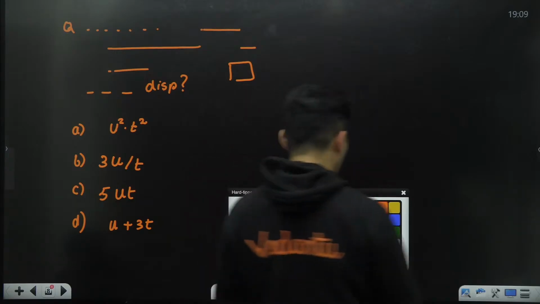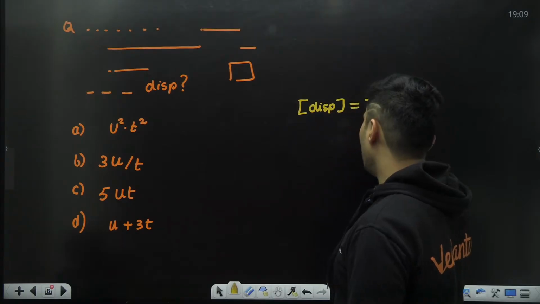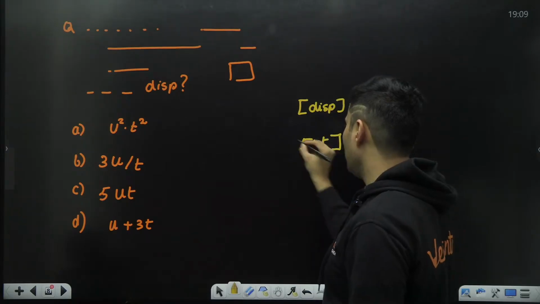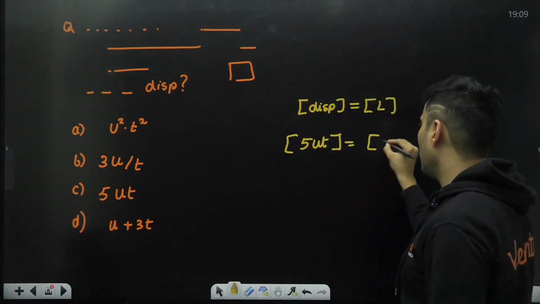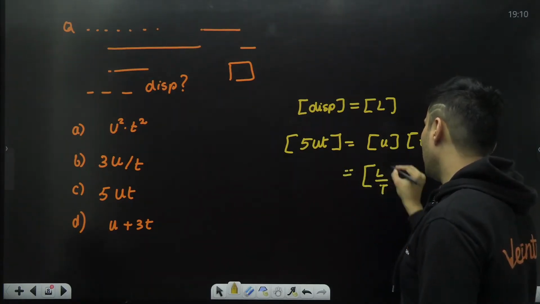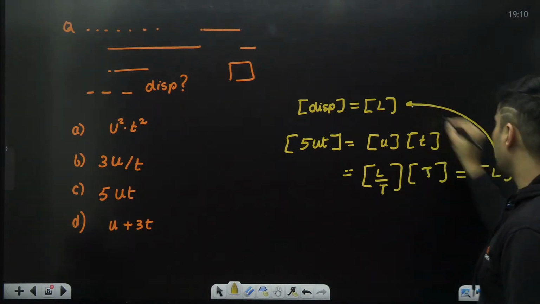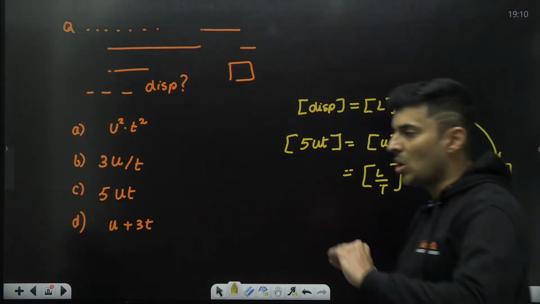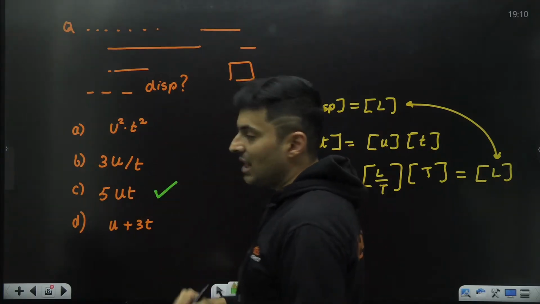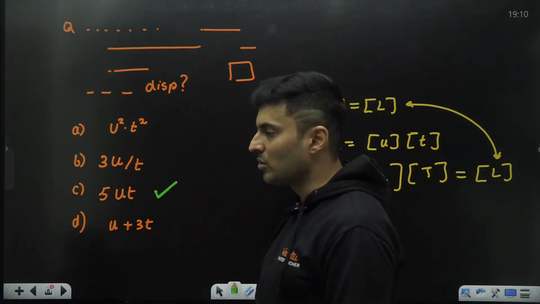Obviously, out of these options, quickly you can analyze this and realize that displacement's dimension is nothing but the dimension of length. And out of this, it is very obvious that for 5 times UT, 5 is a number, so forget about it. Dimension of U into dimension of T. Dimension of speed is nothing but length by time, and this is just time, which comes out to be length. So basically they are matching with this dimension. Rest all will not match. So the only possible option which you can match is option C. Other options are dimensionally wrong, so factually they can't be correct. So directly you can mark option C.